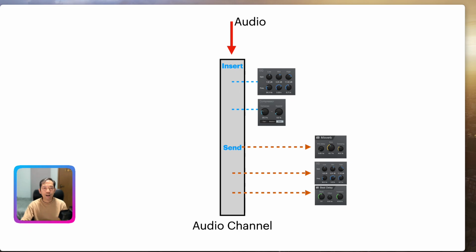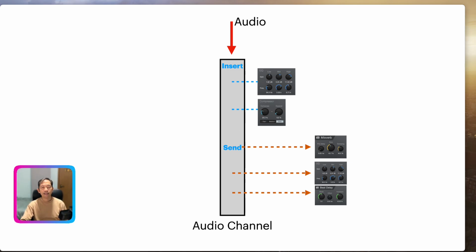What you are seeing here is a simple diagram of your channel, your track or channel strip. The audio comes in and flows through the insert, and then the send section. Think of it this way: if you are using an effect or plugin on the insert, you are adding the effect directly on your signal. The entire audio signal will be affected by your plugin or effect.